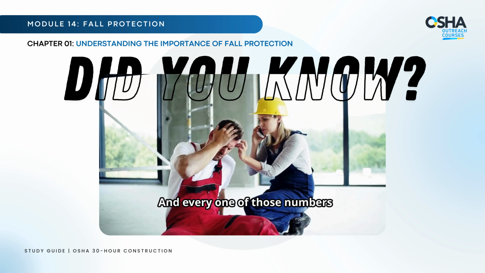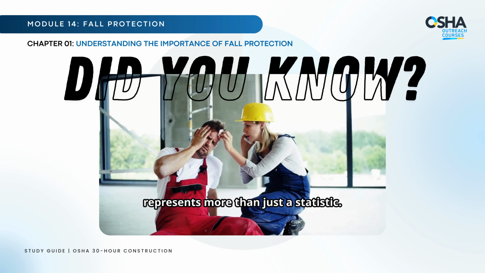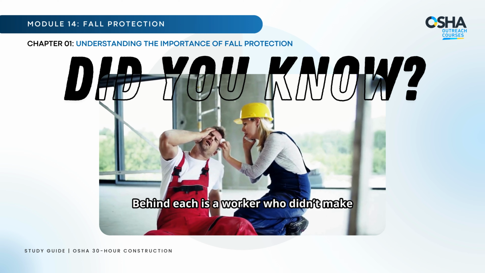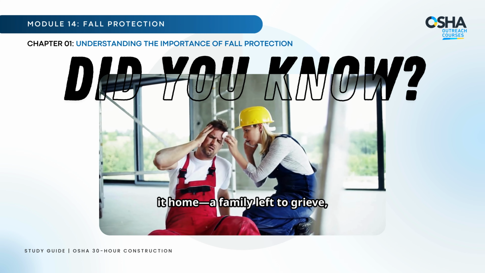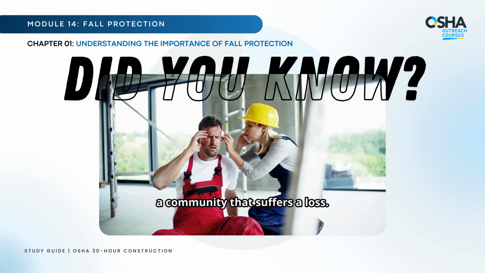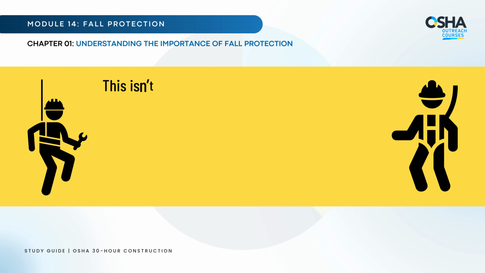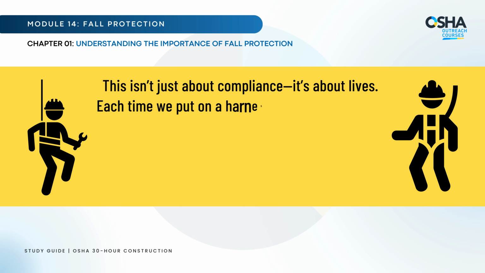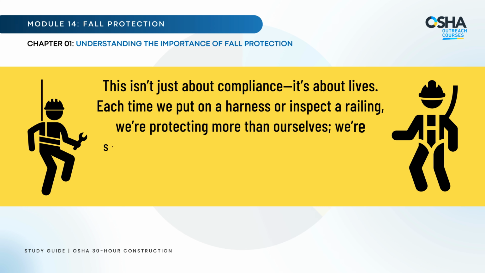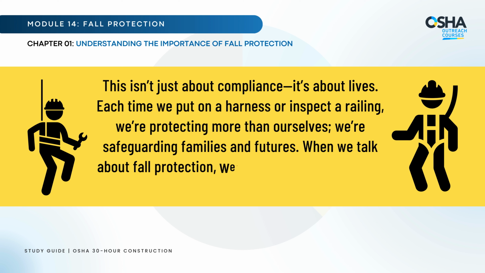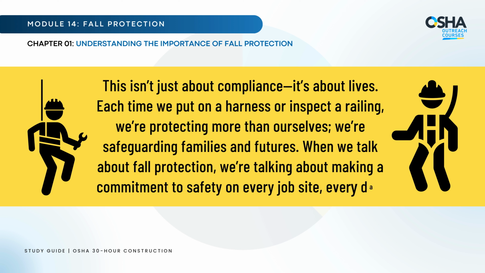And every one of those numbers represents more than just a statistic. Behind each is a worker who didn't make it home, a family left to grieve, a community that suffers a loss. This isn't just about compliance, it's about lives. Each time we put on a harness or inspect a railing, we're protecting more than ourselves. We're safeguarding families and futures. When we talk about fall protection, we're talking about making a commitment to safety on every job site, every day.